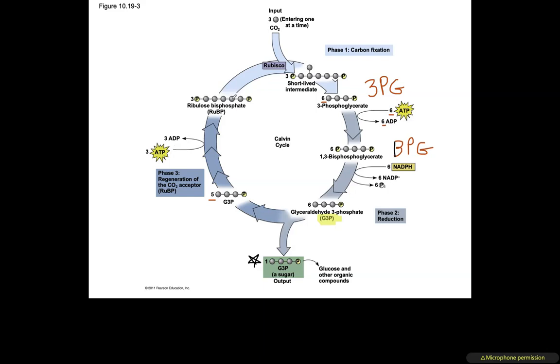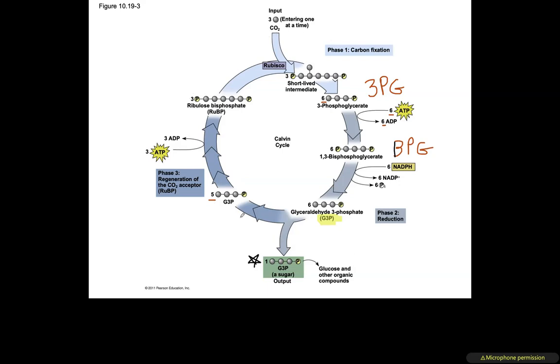1, 2, 3, 4, 5 carbons, but there are 3 of them. 3 times 5 is 15. All we did was take these and reconfigure bonds, break some and make some, and then now we have these molecules. And these molecules are the acceptor molecules that are going to accept the CO2 molecule.